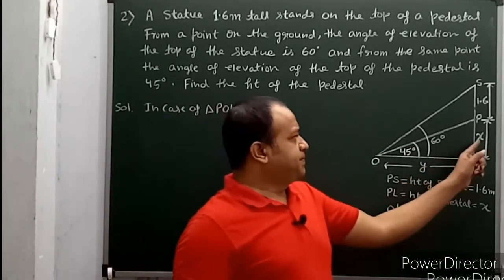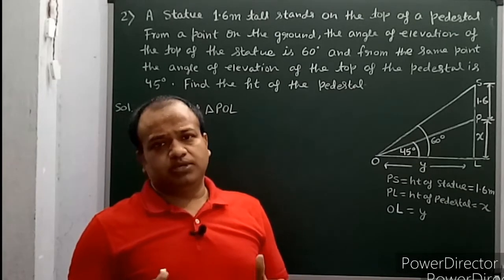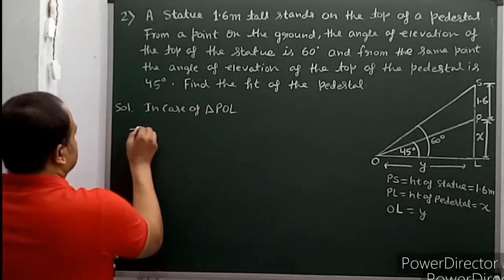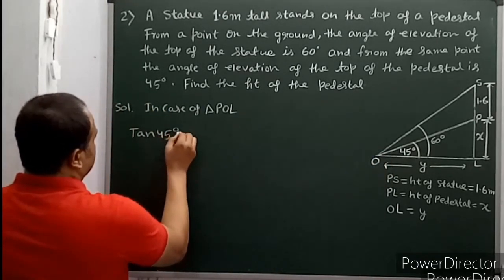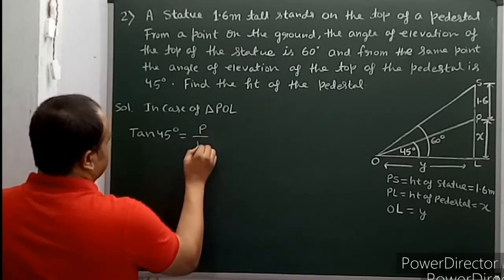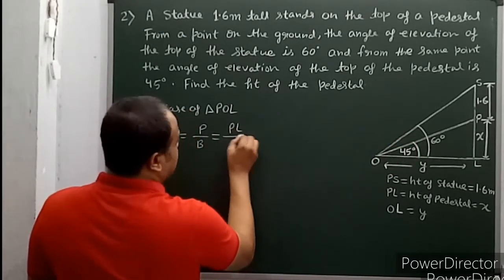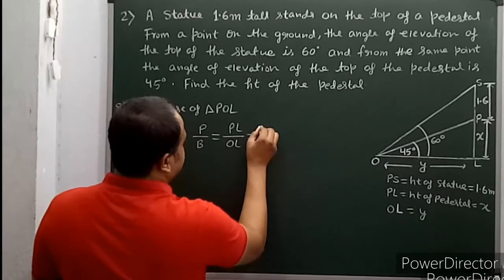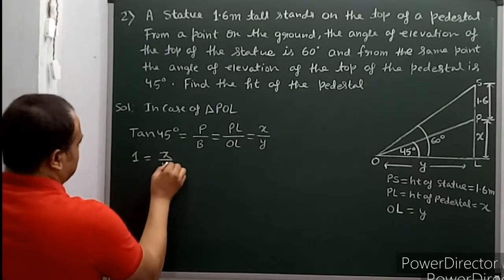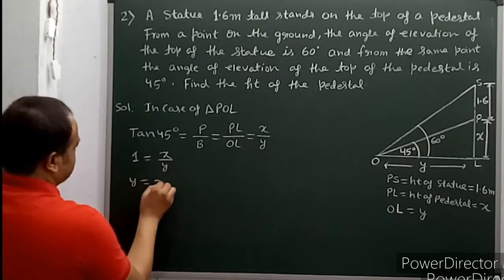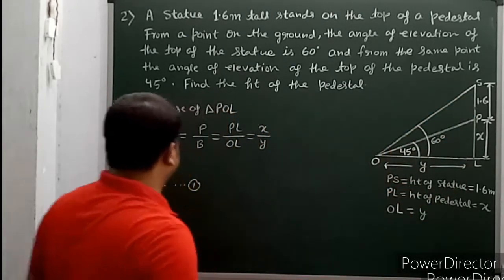Here also the perpendicular and base are involved, and they are involved in tan theta. So we will be using tan theta. Tan of 45 degrees will be perpendicular by base. Perpendicular means PL, and base is OL, that is x by y, and tan 45 is 1. So we get y equals x. This is our first result. Now we will take the bigger triangle SOL.